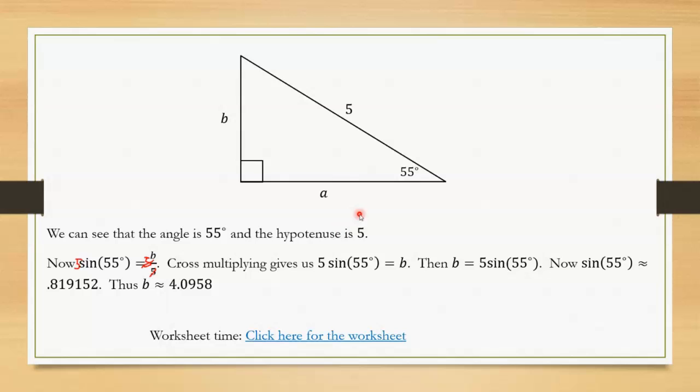Again, all this was showing that if you know the angles in a right triangle and you know the length of one side, you can get the lengths of the other sides using trigonometry. Any questions on this?